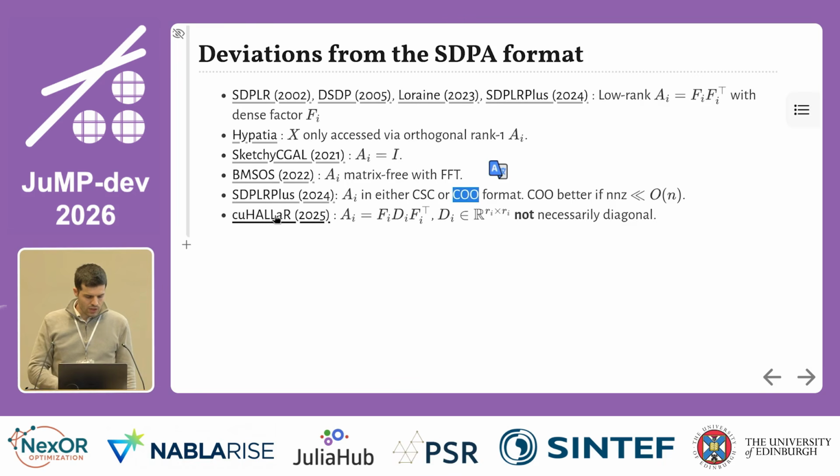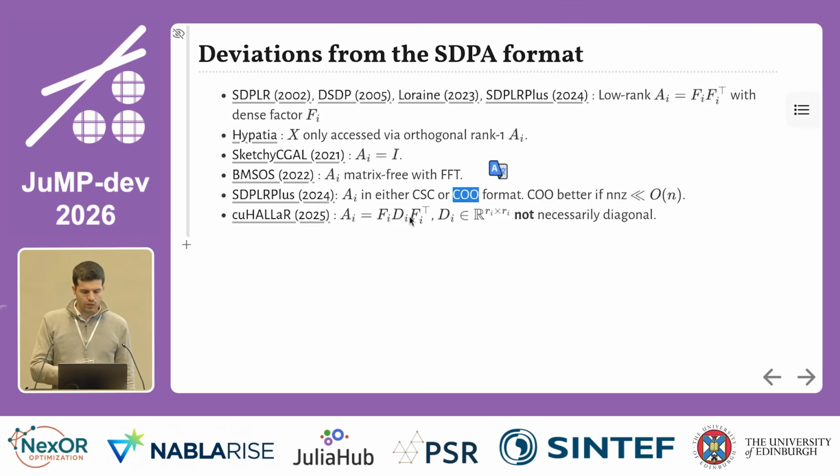And also very recently, cuLALA, which is a Burer-Monteiro solver on the GPU, says something that's quite appropriate for some problems: to represent it with a factorization like this, where Di is a square matrix, which is very small, but not necessarily diagonal. And so they say if you extend to this, there are many more solvers for which you can do something efficient.